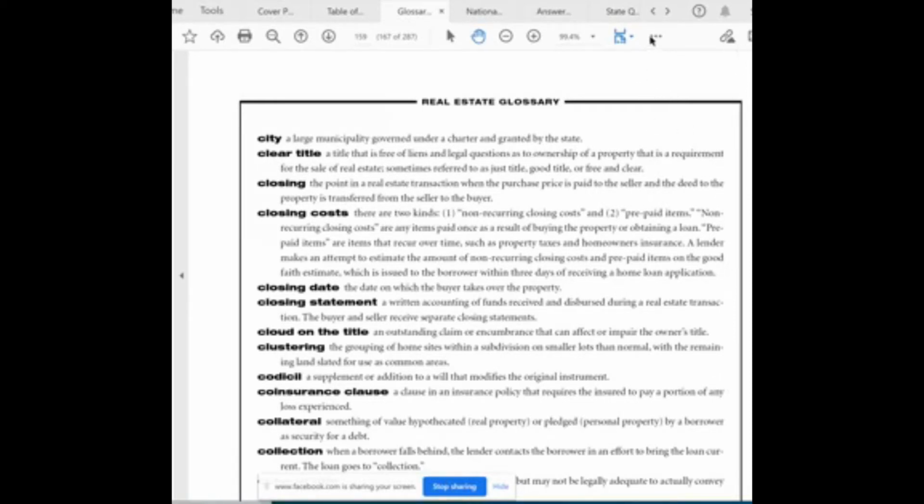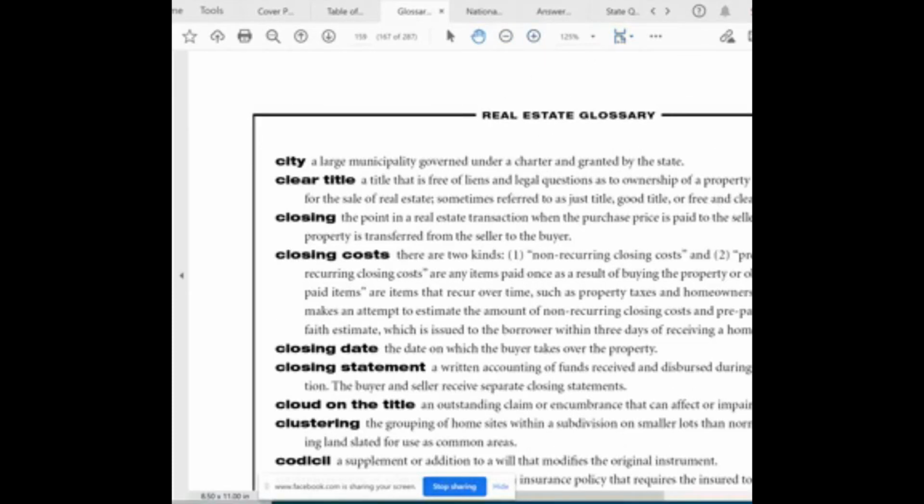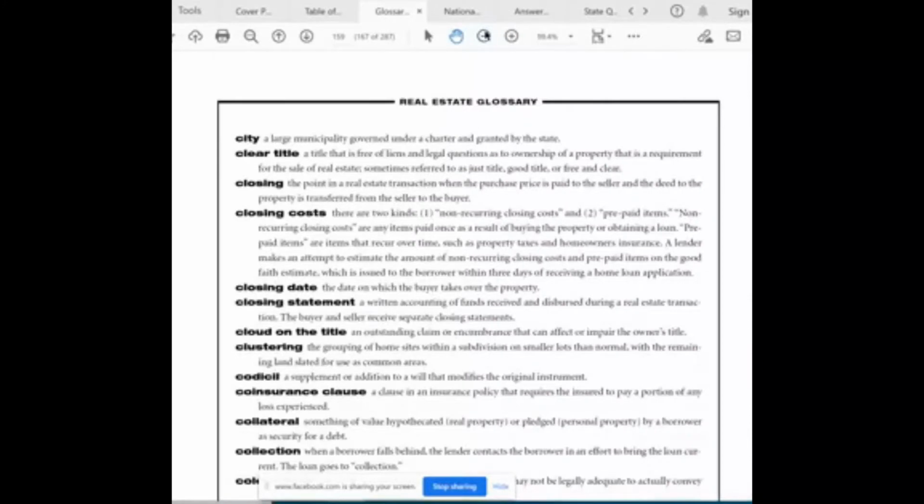Let me enlarge my screen a little bit. Okay. Oh, but if I do that, then it won't.